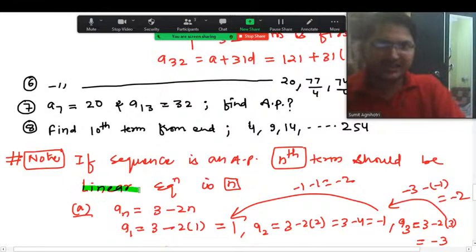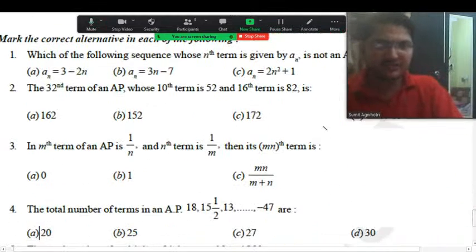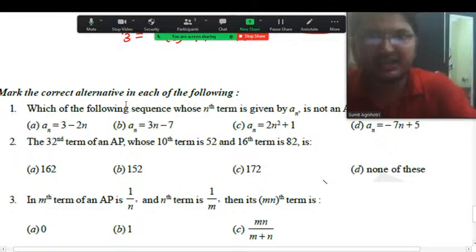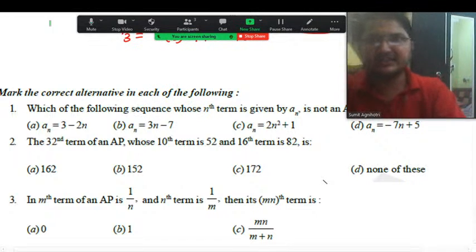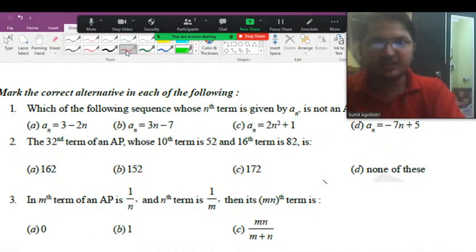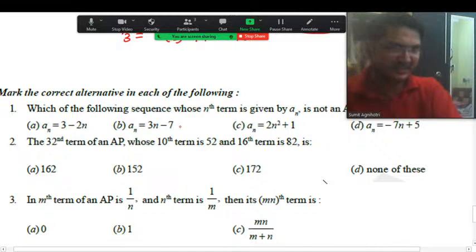It should be a linear equation in n. And how many of them are linear equations in n? You can observe here. Is the first a linear equation in n? You will say yes, it is linear. But the other is not a linear equation. That's why it is not going to be an AP.